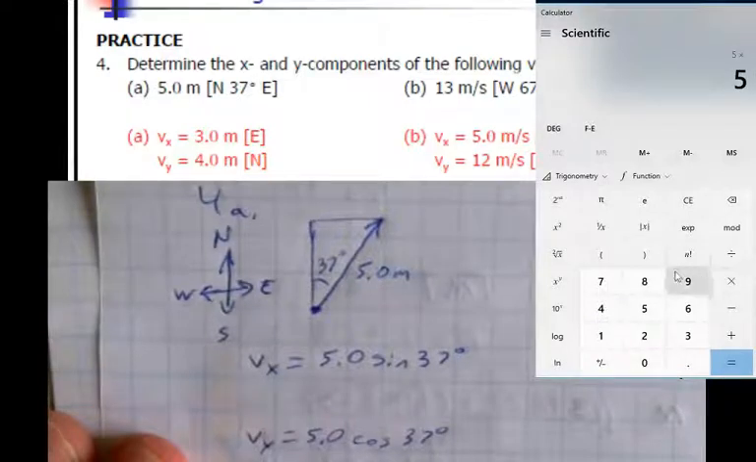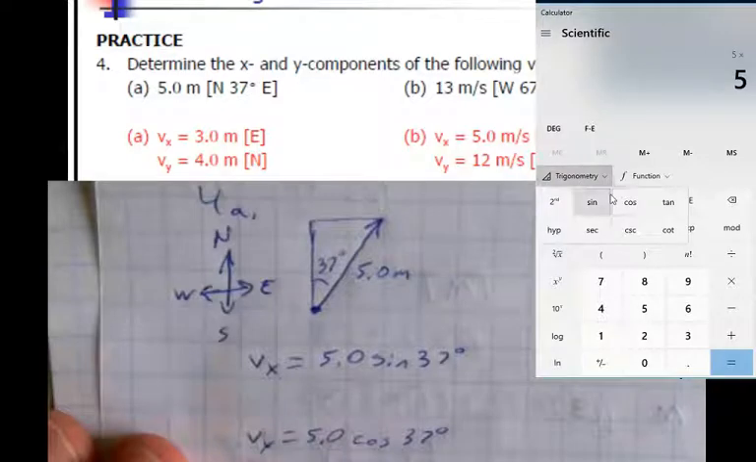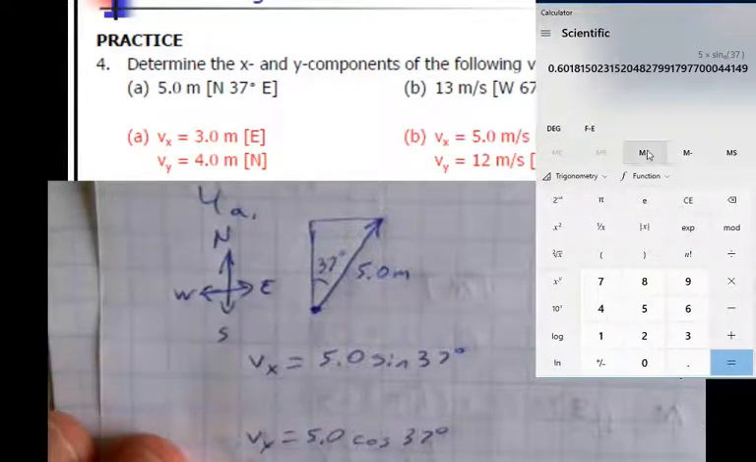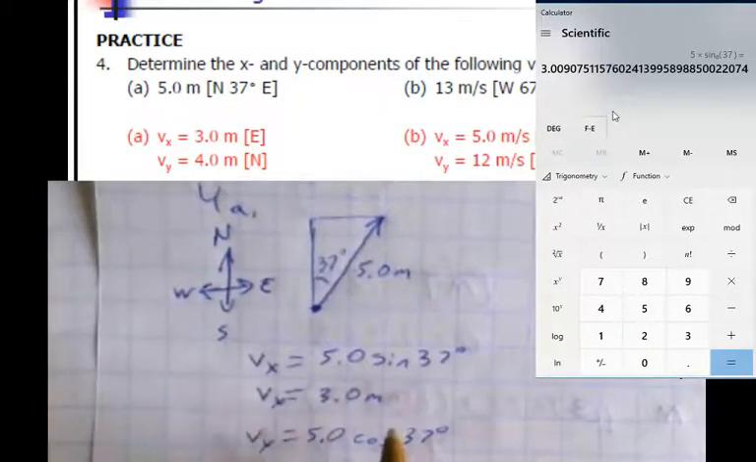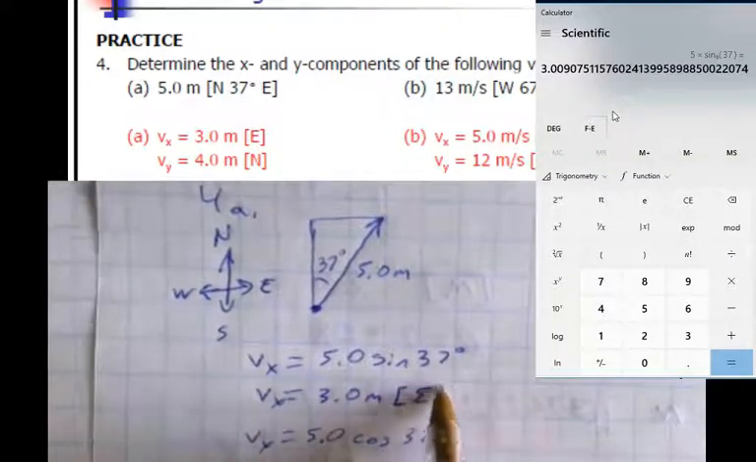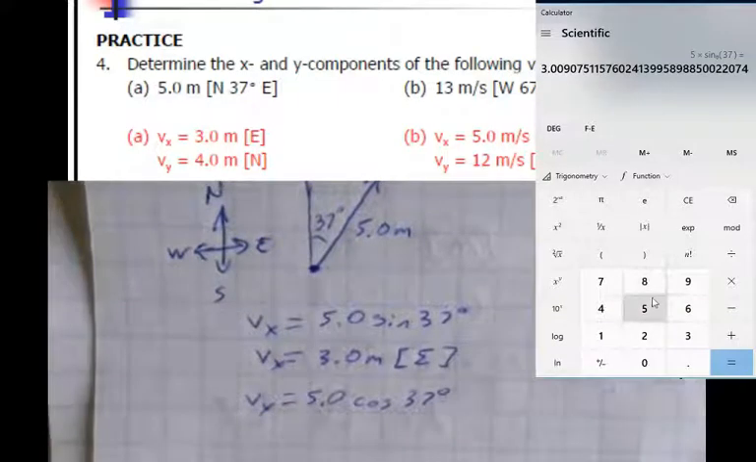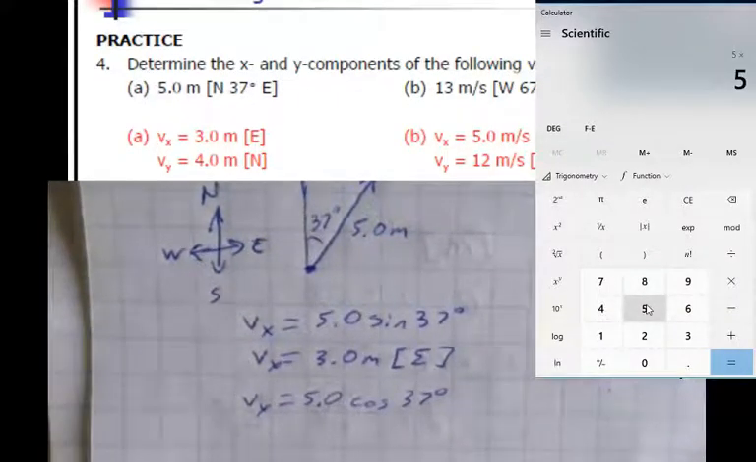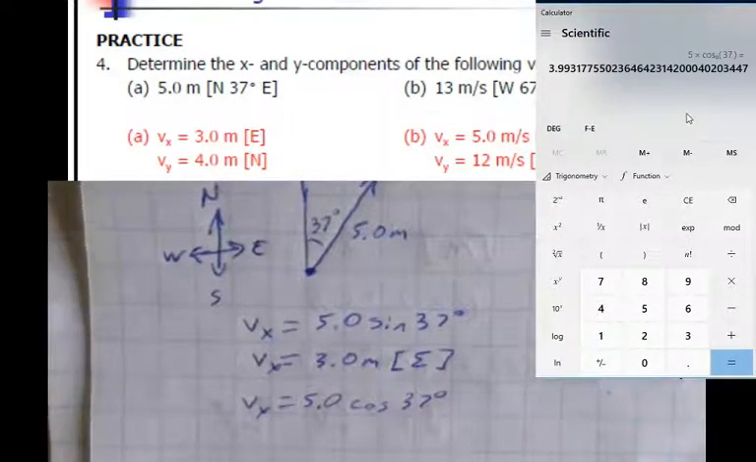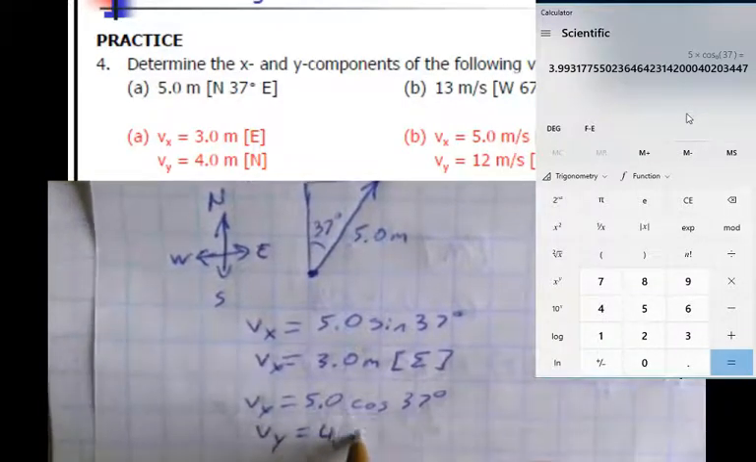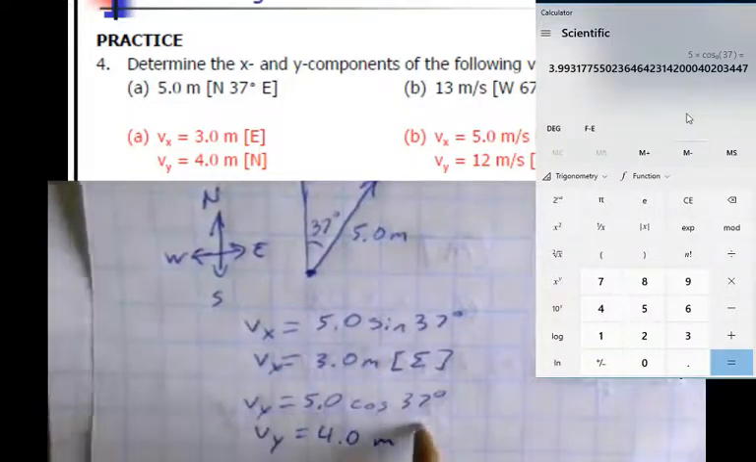5.0 multiplied by the sine of 37 equals 3.009. So when I do that, I have my Vx equaling 3.0 meters, and I know this is directed towards the east, so I write down my direction east. To do 5 times the cosine of 37, I end up with 3.99, which rounds up to 4. And that is meters, and that would be towards the north.